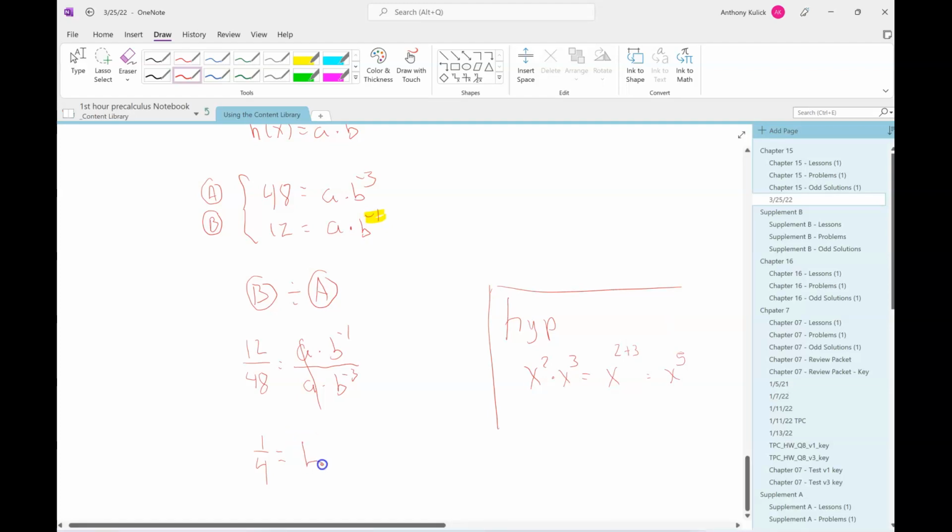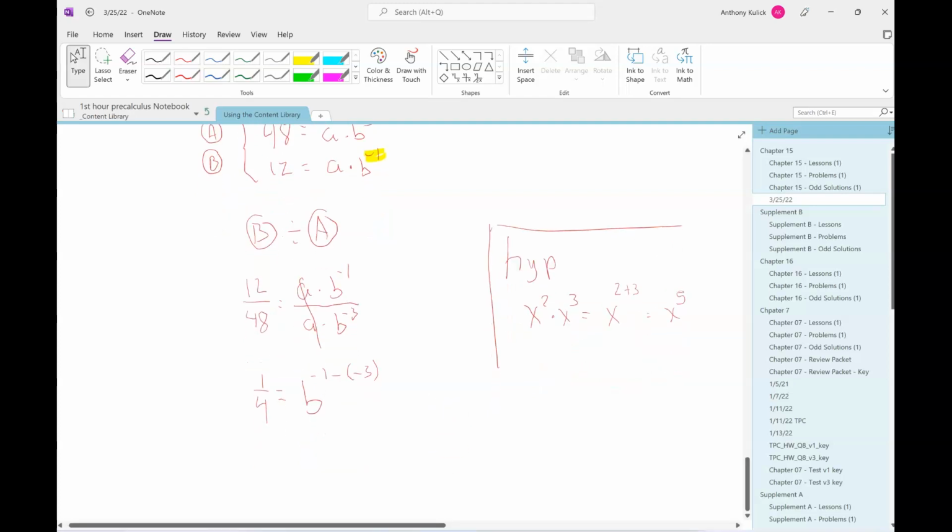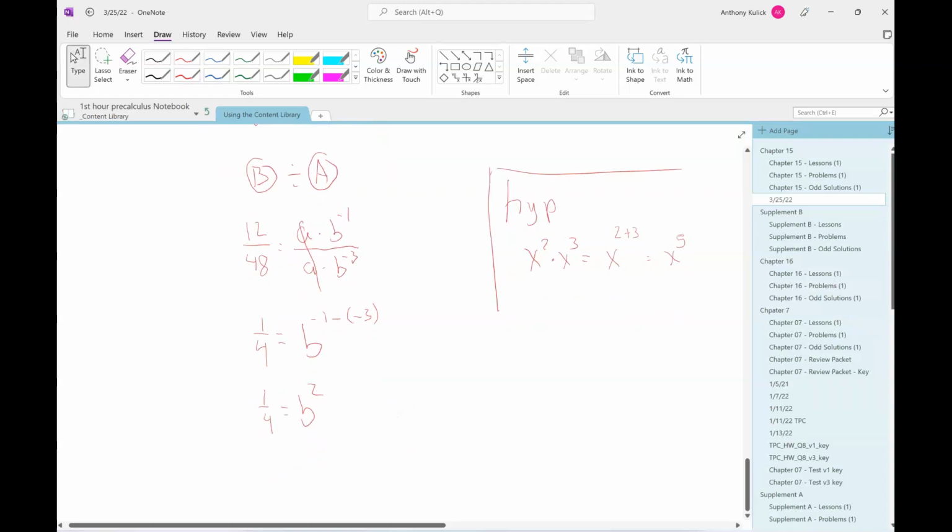Subtract the exponents. So this will be b to the negative 1 minus negative 3. Remember, the denominator is always going to be the one we're subtracting, which is why it makes it easier that the smaller one is the denominator. Everybody's okay there? I can then square root both sides. So I get that b is plus or minus 1/2.